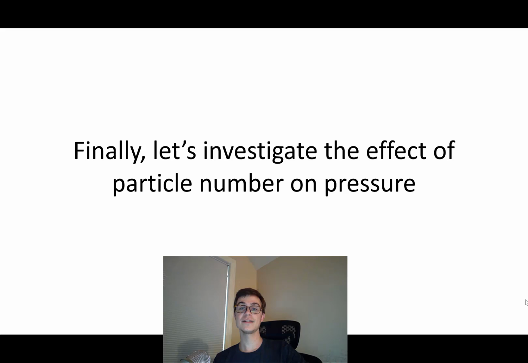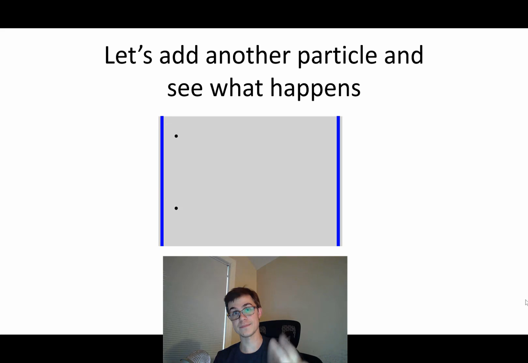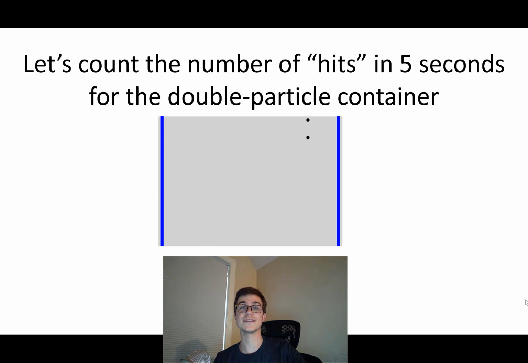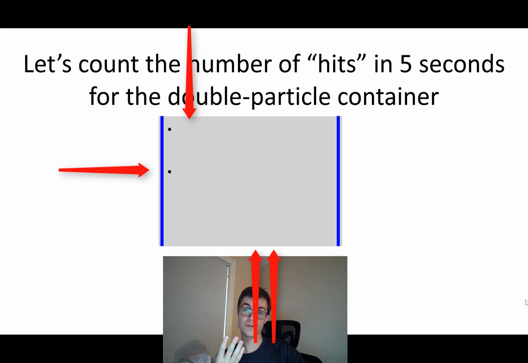Okay, finally, let's investigate the effect of particle number on pressure. And when I say particle number, I mean, what if you had 2 particles in the box instead of 1? How many more hits would there be? So let's add a second particle to our box, and we'll count the number of collisions in 5 seconds and see what happens. So let's count. 1, 2, 3, 4, 5.